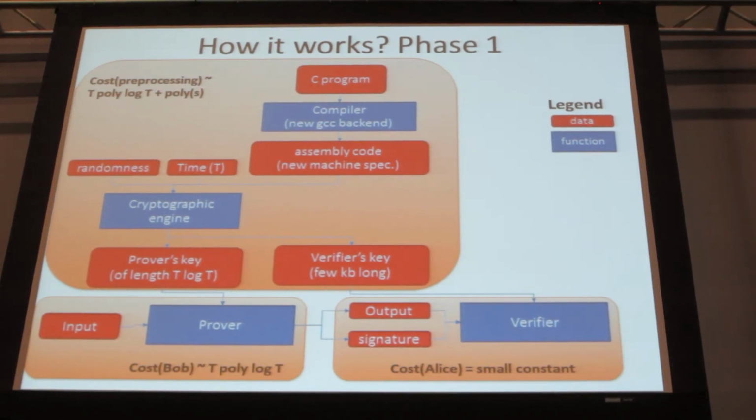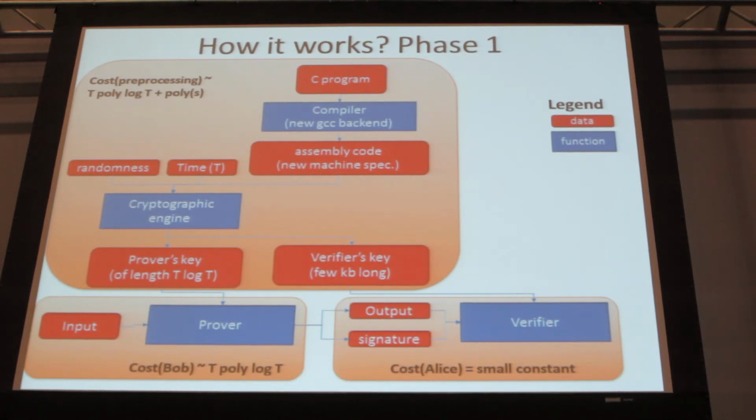Get assembly code for a new machine specification that specification is going to come online. So you get assembly code. This is just like a standard way that you work with any program these days, right? Now comes the new stuff.